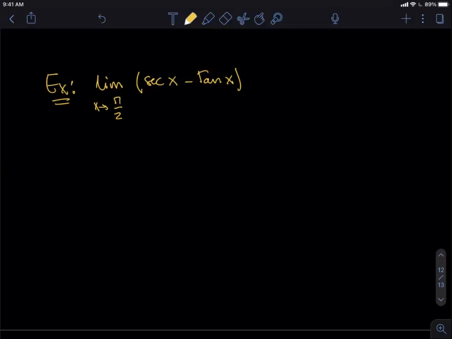Let's do another advanced example. For example, let's take the limit as x tends to pi over 2 of secant of x minus tangent of x, which is infinity minus infinity. Okay, this one is an indetermination, but it is not covered by the cases in L'Hopital's rule. So we need to figure it out.